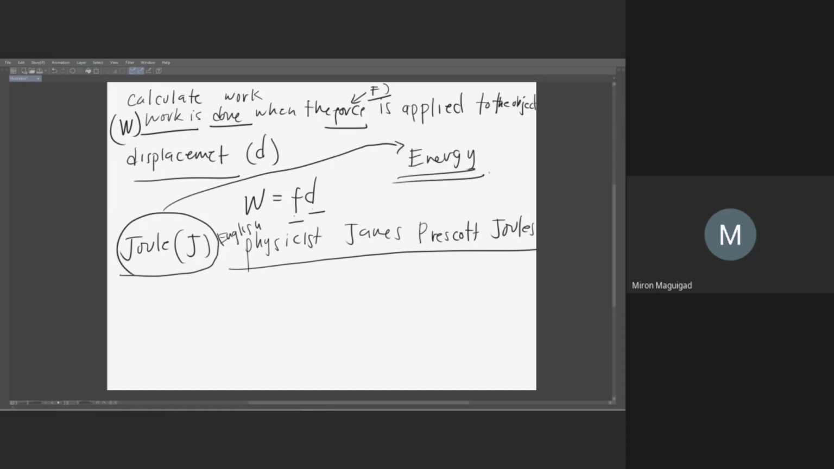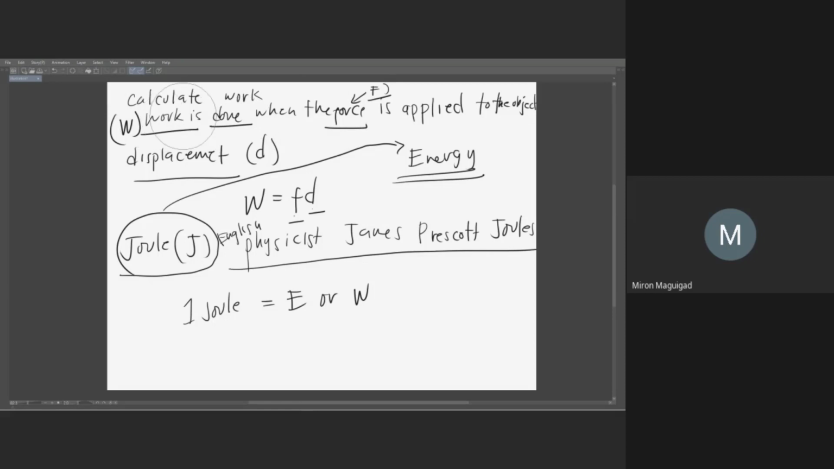1 joule is equal to the energy or work done expended in applying a force of 1 Newton through the distance of 1 meter. So let us have first a sample problem.